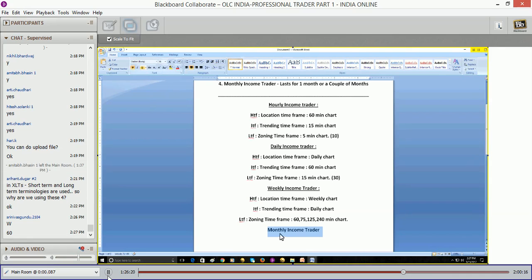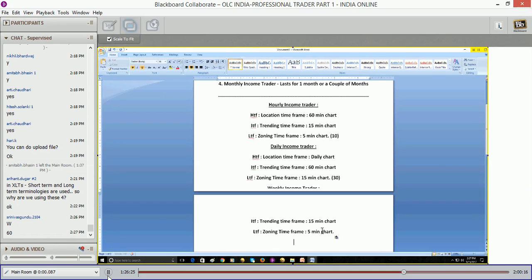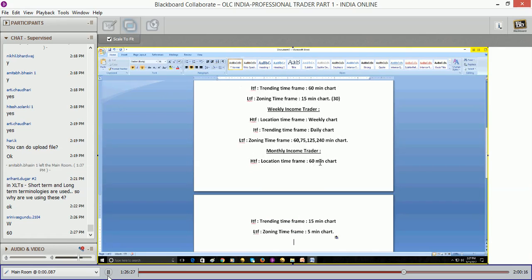When you are a monthly income trader, your location time frame is going to be the monthly chart. Your intermediate time frame is going to be the weekly chart. Your zoning time frame is going to be the daily chart. Okay.